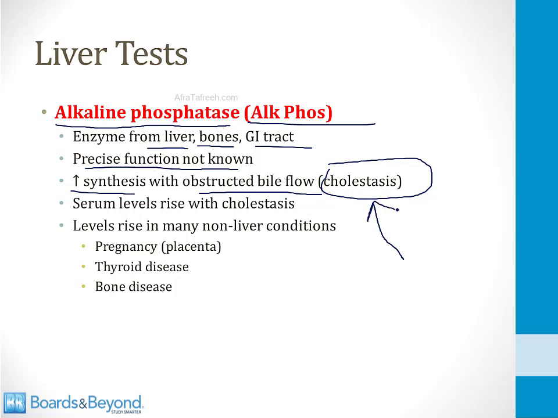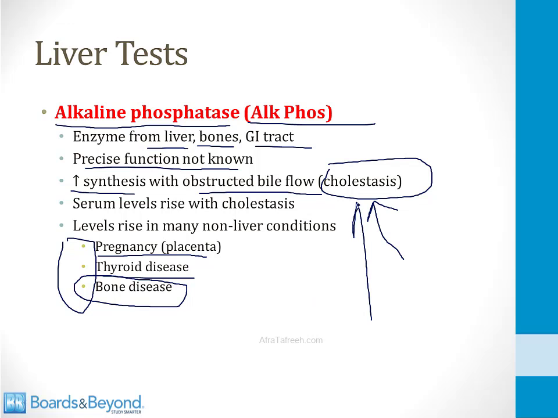Importantly, however, you should be aware that the ALK-Phos level can also rise in many non-liver conditions. ALK-Phos can come from the placenta in pregnancy. The ALK-Phos level can go up in thyroid disease. And then very importantly, the ALK-Phos level can be elevated in bone disease. So if you suspect one of these other conditions, then you have to be cautious in determining whether or not the alkaline phosphatase level is due to obstruction of bile flow.